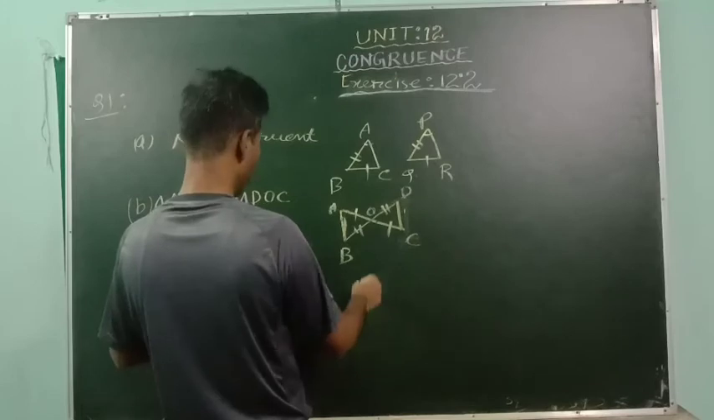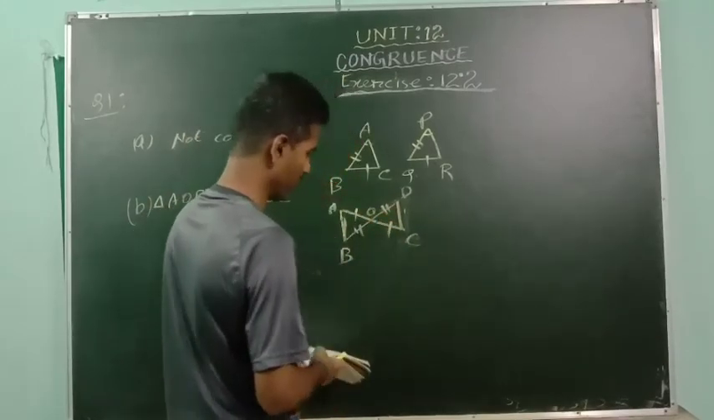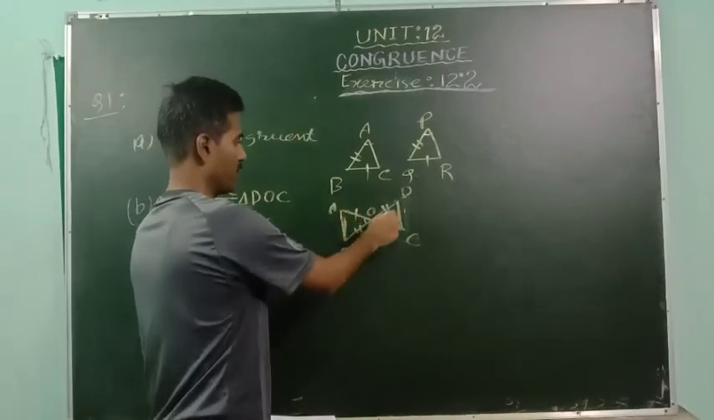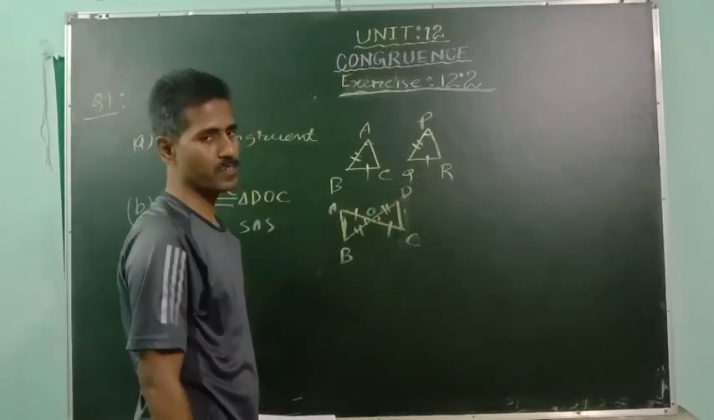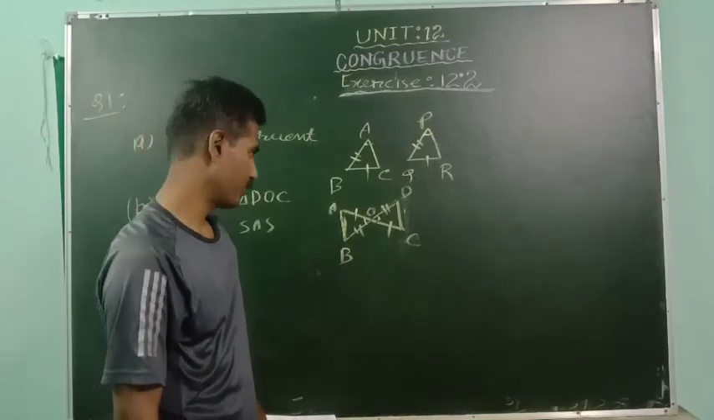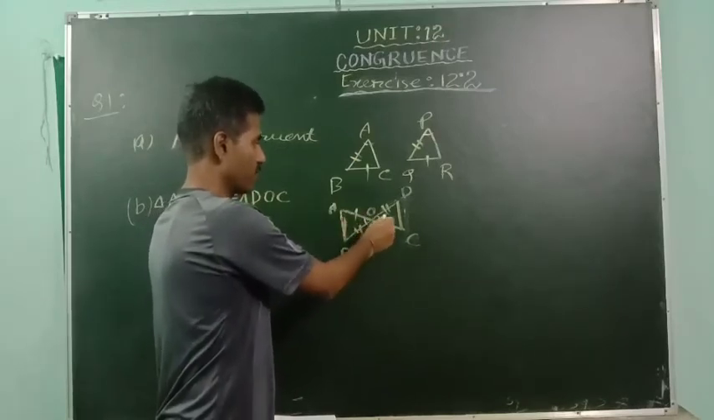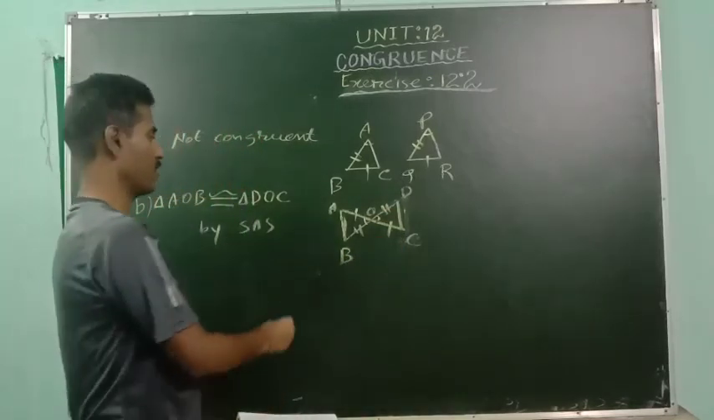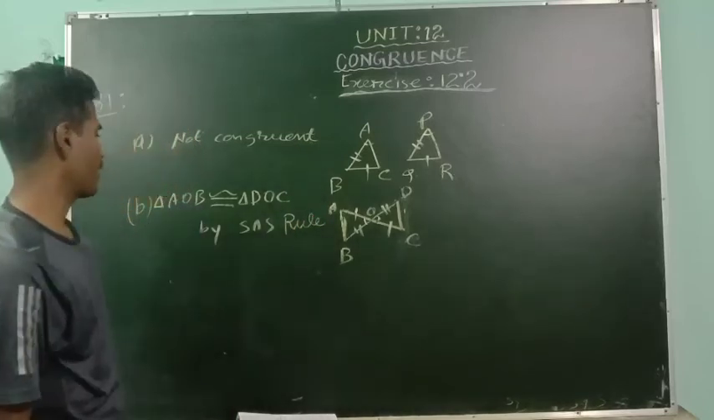And we know angle AOB equals angle DOC because they are vertically opposite angles, and vertically opposite angles are always equal in measure. So side, angle, side. Again, here also side, angle, side. So by the SAS rule, or SAS criteria.